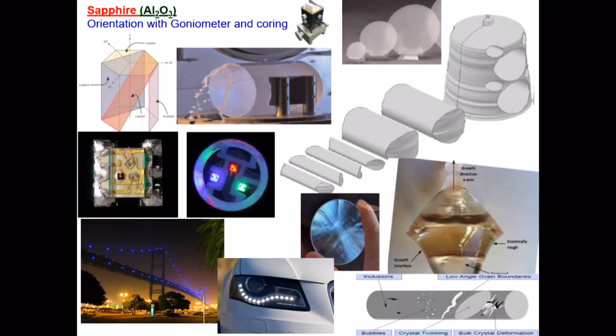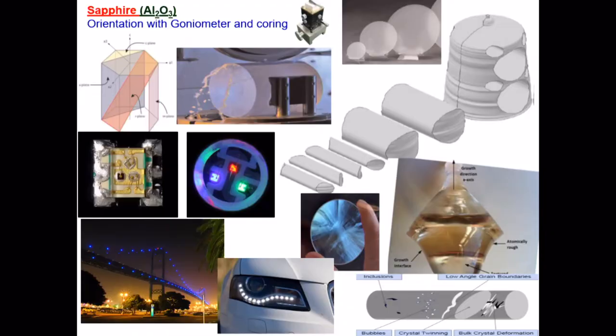Before going to the cutting, one has to find out whether there are any defects in the material. You can see the defects: inclusions, bubbles, twinning, deformation. Even if you grow and cut it, you may end up with a lot of defects, and the whole boule may not be useful. So you have to grow it defect free, and you have to orient and cut it for any fruitful application. This is one of the classic materials, sapphire. We studied carbon, silicon, and sapphire.